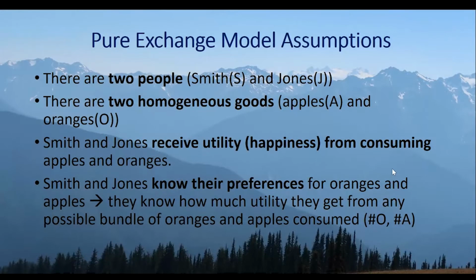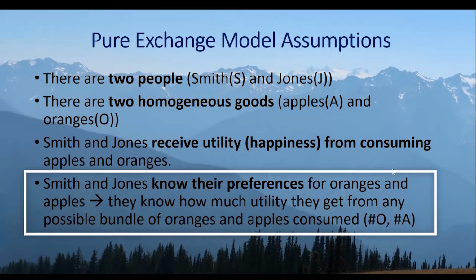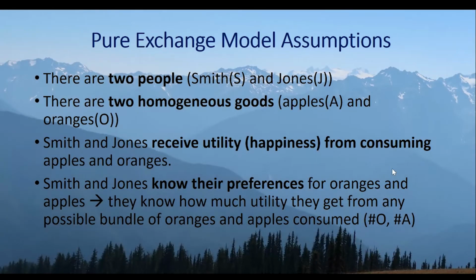Now the next assumption, it's actually a little bit more iffy. Smith and Jones know their preferences for oranges and apples, and what that means is that they know exactly how much utility they're going to get from any possible bundle of oranges and apples they consume. So hypothetically, Smith might get 5 oranges and 5 apples at some point in time. And at some other point in time, Smith might get 3 apples and 10 oranges, some different combination.